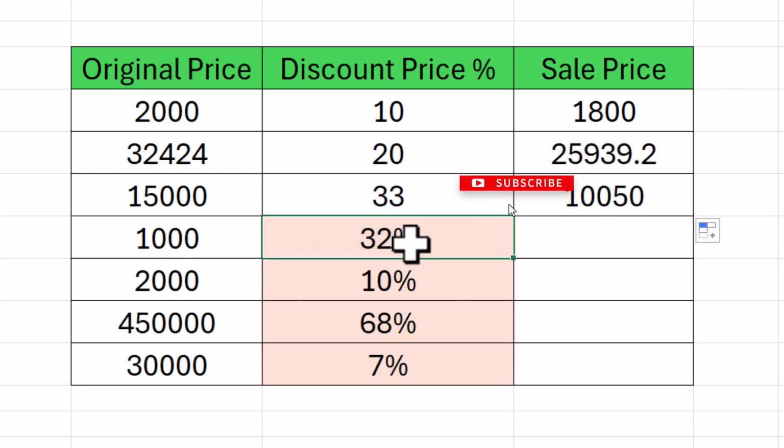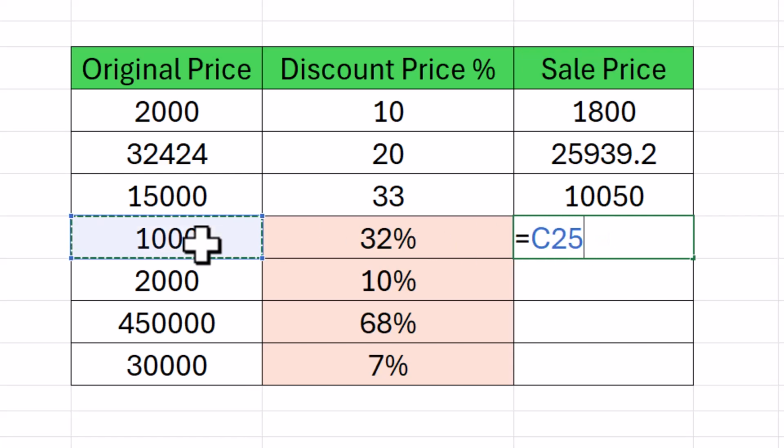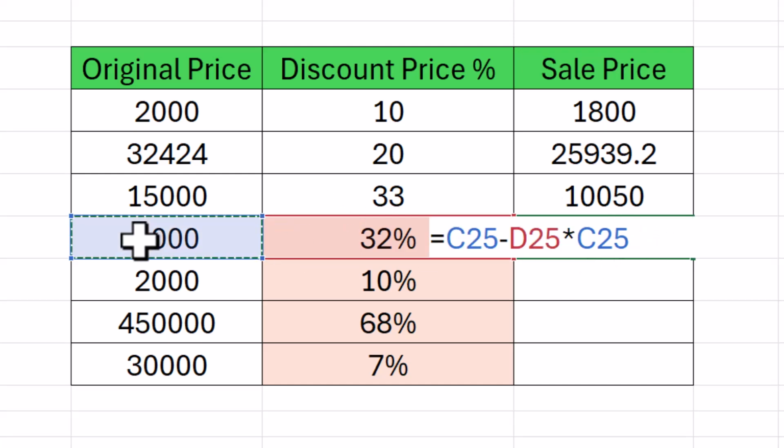And if you have this discount price with this discount symbol, so you need to use another formula. So equal, then original price minus discount price, multiplication. This time you don't need to divide by 100 because it's already divided. So just original price minus discount price, multiplication, then original price, then press enter.